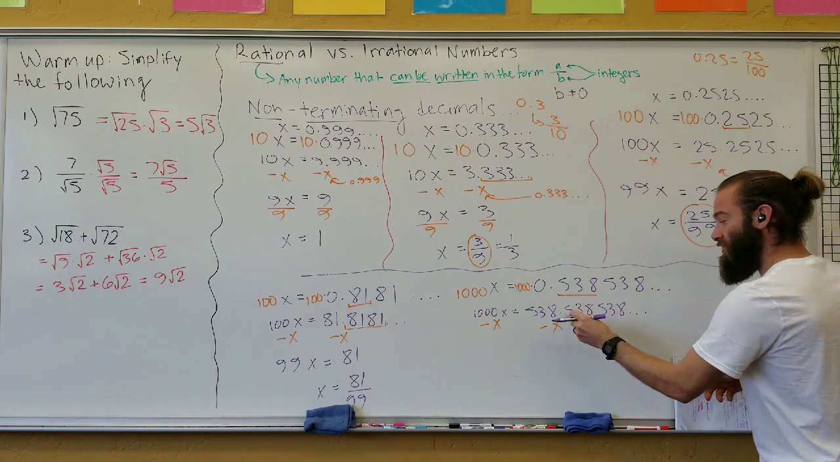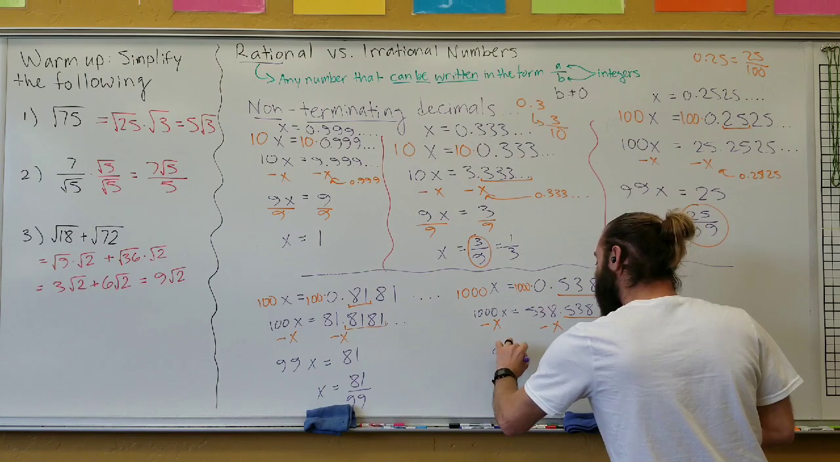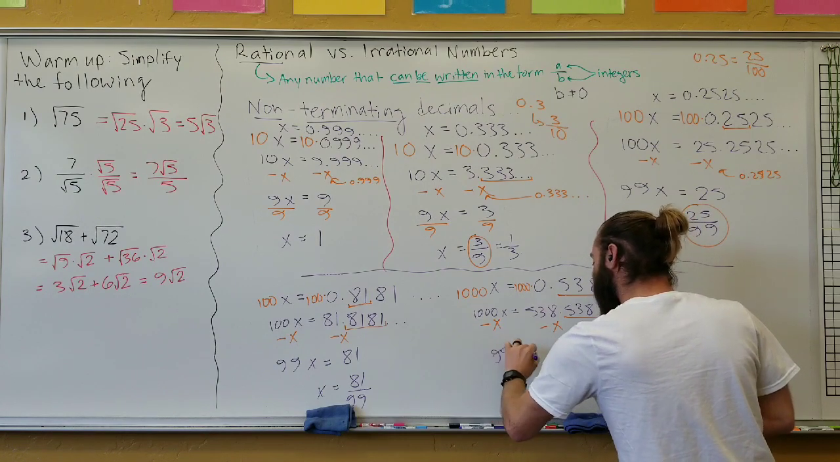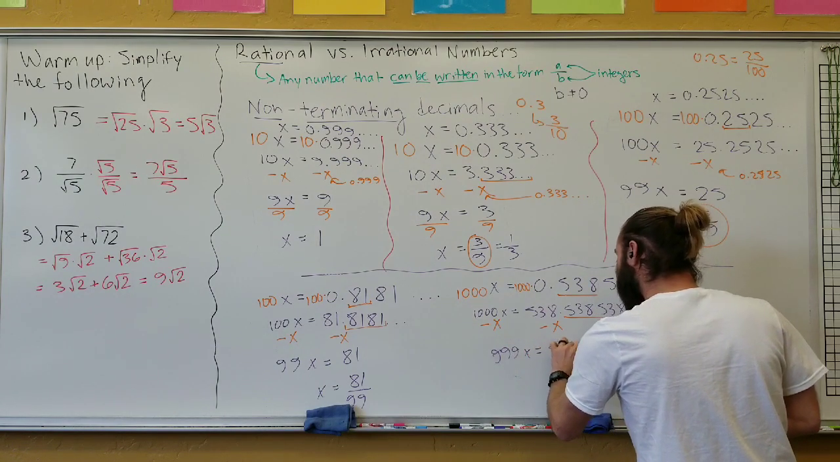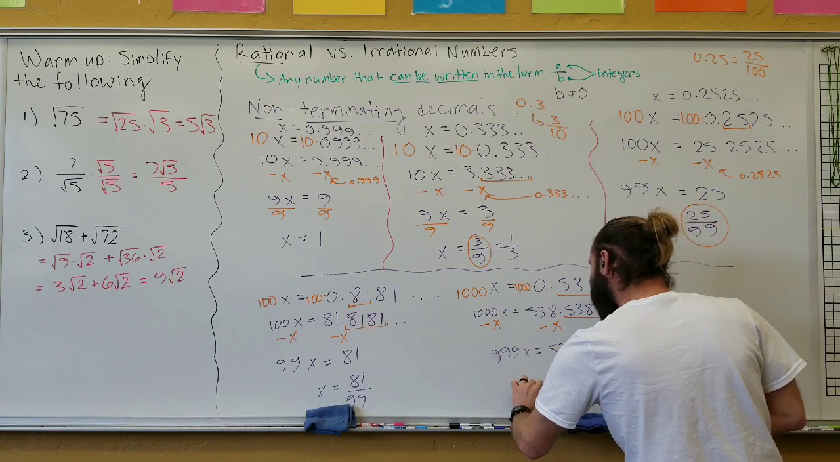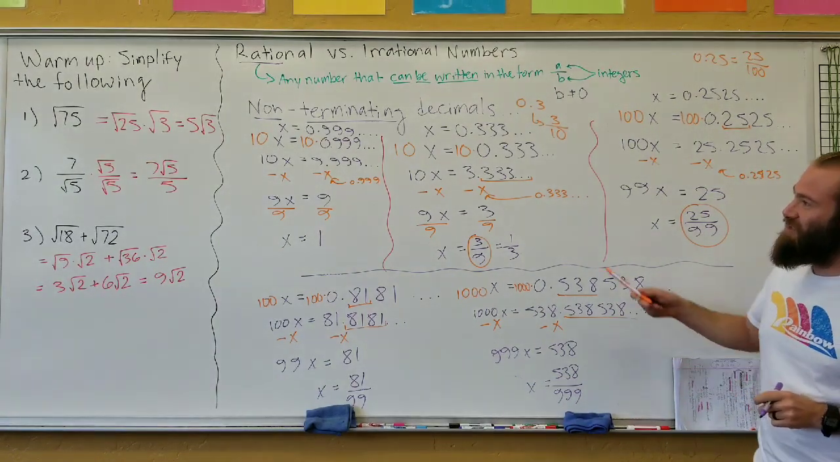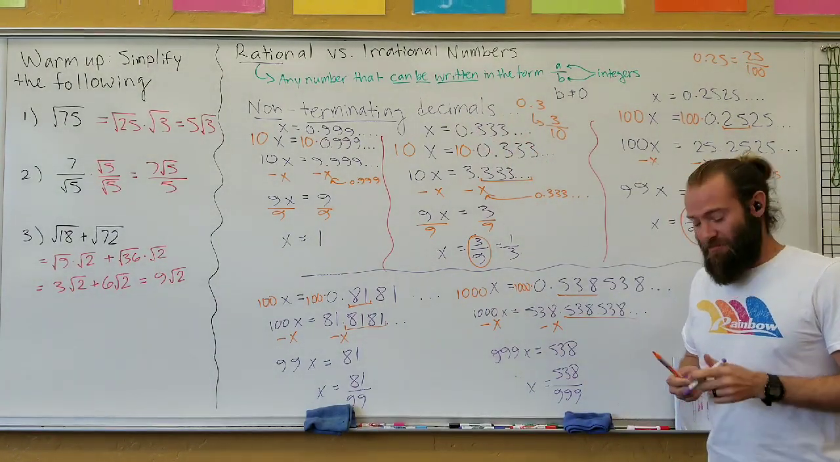And same deal, just minus x again, and minus x again, because x is just the decimal part, right? So that's just going to subtract all that off, and I get 999x equals 538, and so I get 538 over 999. So there is how we can deal with non-terminating decimals.